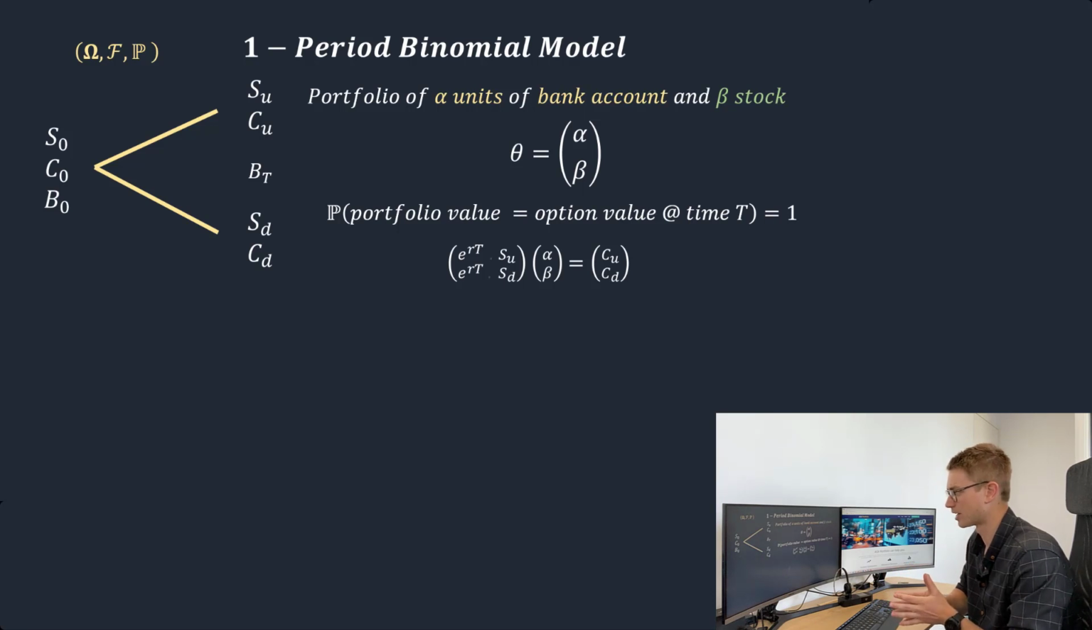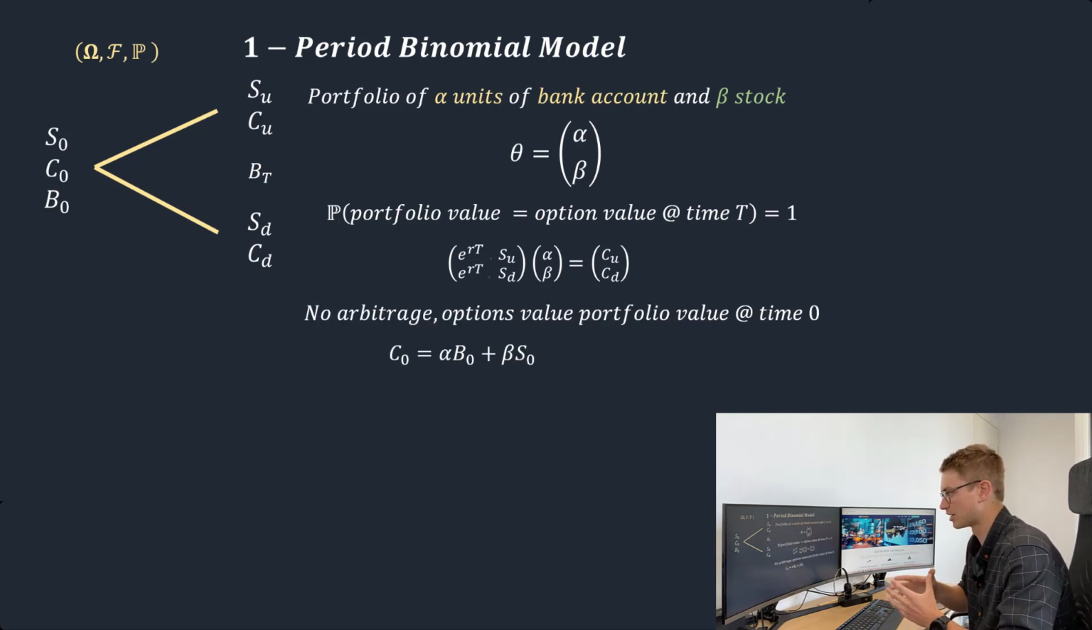Okay, so no arbitrage demands this principle. If we have the same payoff at the end, then we can say that these portfolio values are the same at time 0. So what we do is we just construct two equations, one with the up state and one with the down state.